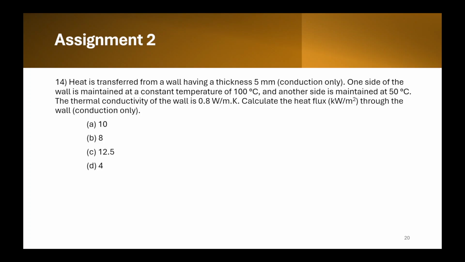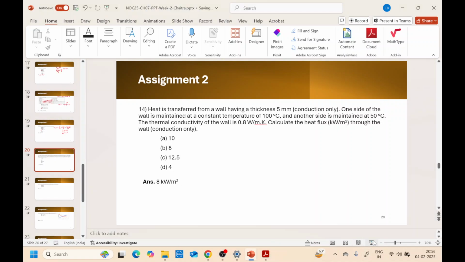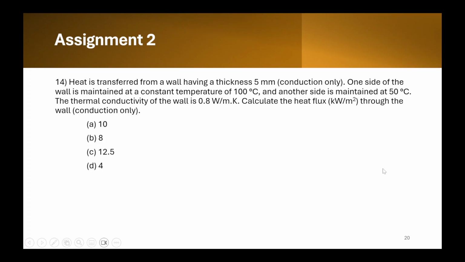Next question, question 14. Heat is transferred from a wall having a thickness 5 millimeter by conduction only. One side of the wall is maintained at a constant temperature of 100 degrees Celsius and another side is maintained at 50 degrees Celsius. The thermal conductivity of the wall is 0.8 watt per meter Kelvin. Calculate the heat flux in kilowatt per meter square through the wall by conduction only. So only the conduction mode is being considered here.